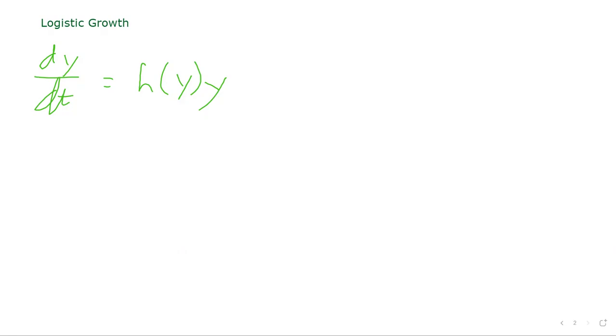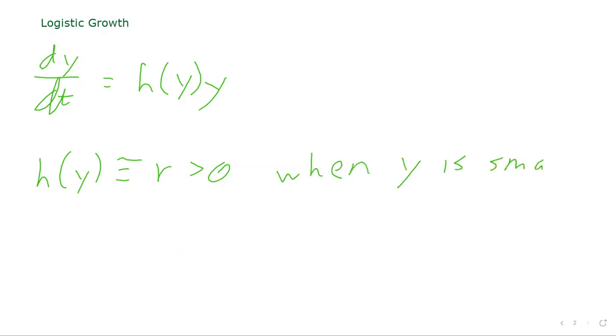What we want is to choose our h of y so that it's equal to r, greater than 0, when y is small. So we want to find this function so that we can approximate it with just an r. So we can make our logistic one resemble an exponential growth for small y values.